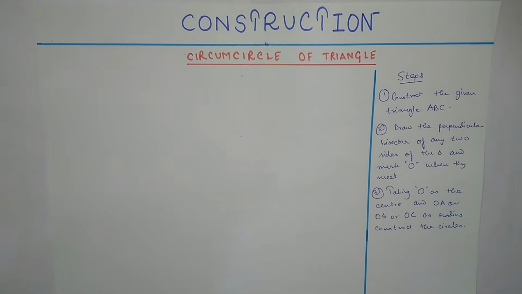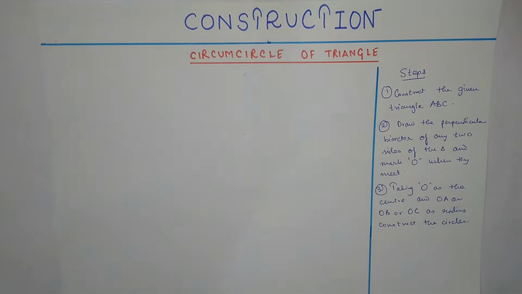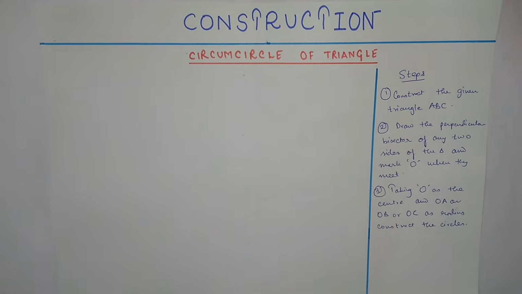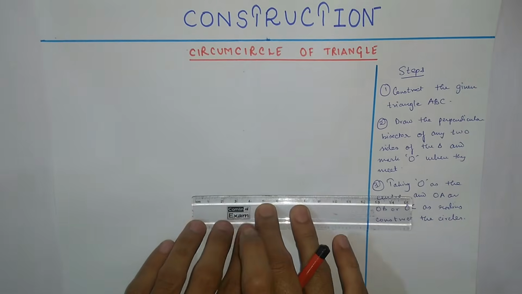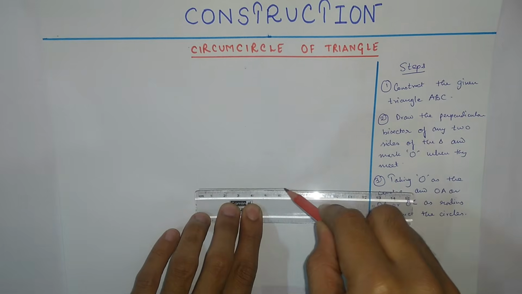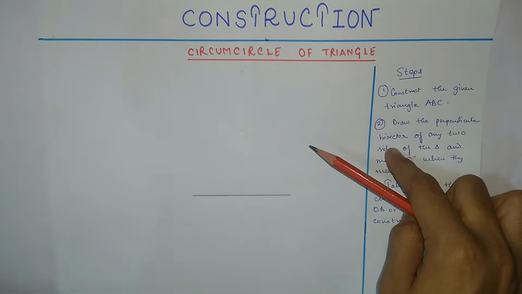Now that we are done with the steps, let's start the construction. Step number 1 is construct the given triangle ABC. I will construct an equilateral triangle of side 7 cm. From 0 to 7, you can see this is 7 centimeter.